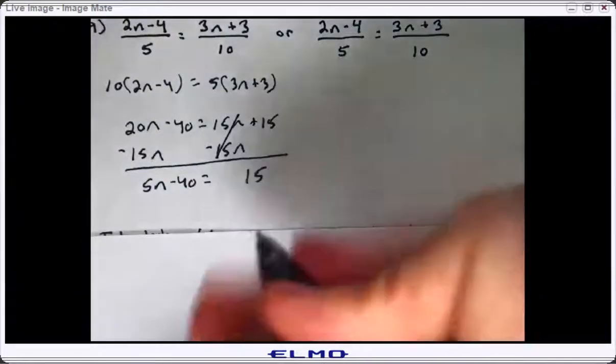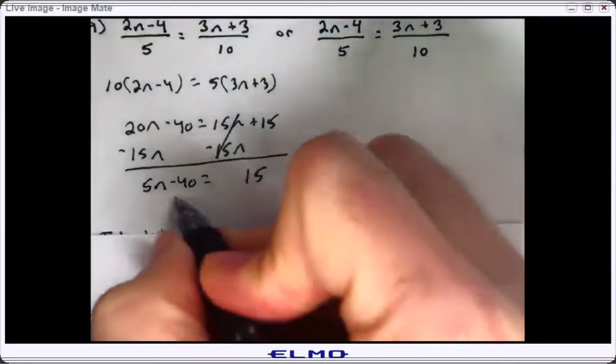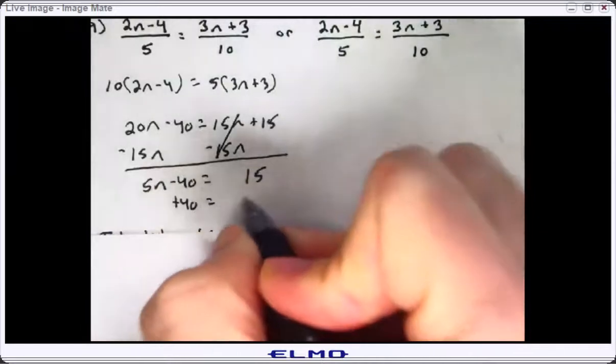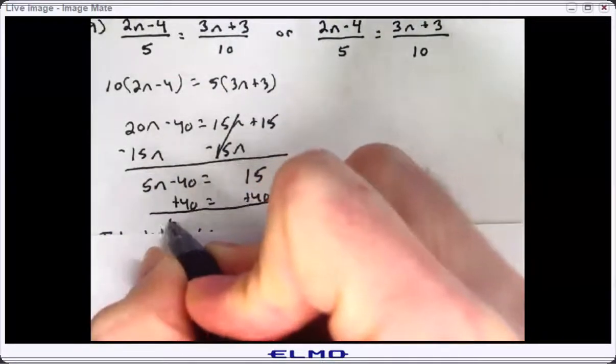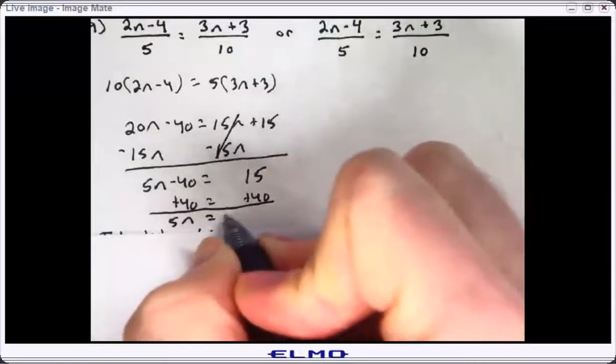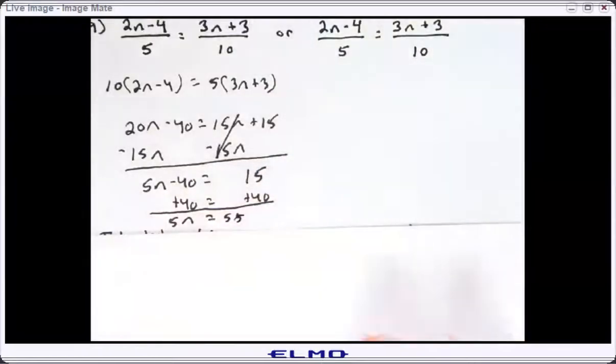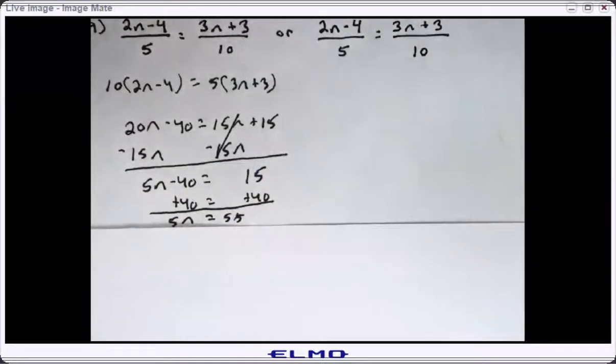Now I'm to step 3, get the variable by itself. To get rid of minus 40, I plus 40 to both sides. That leaves me with 5n equals 55. And I'm not going to have room to show it, but divide both sides by 5, and your answer is n equals 11.